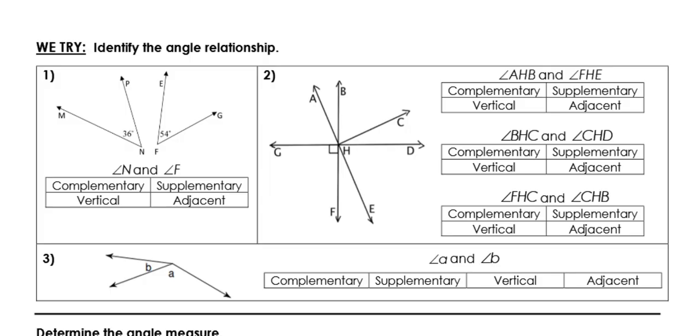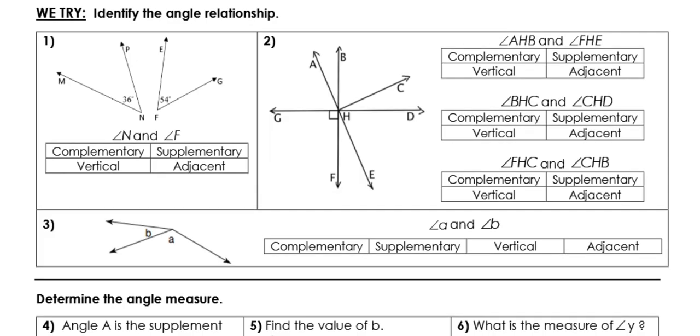Alright, here we're going to talk about just how to describe these angles. So angle N and angle F. Could also say this is M and P or EFG, but this is just labeling it by its vertex.